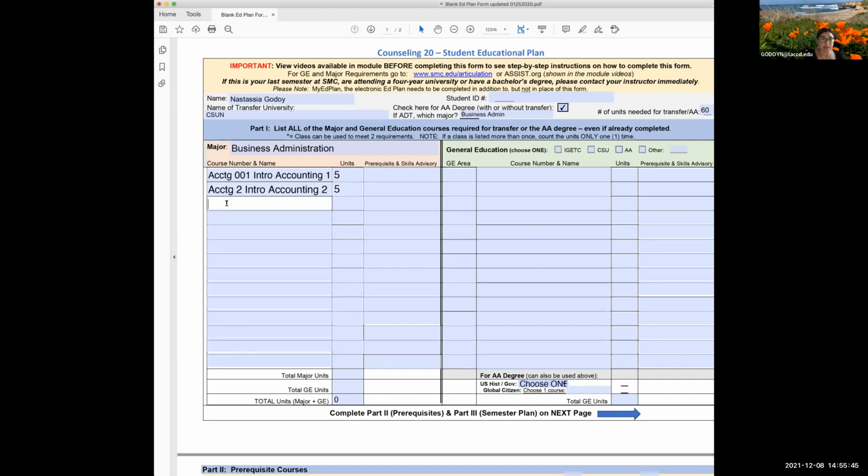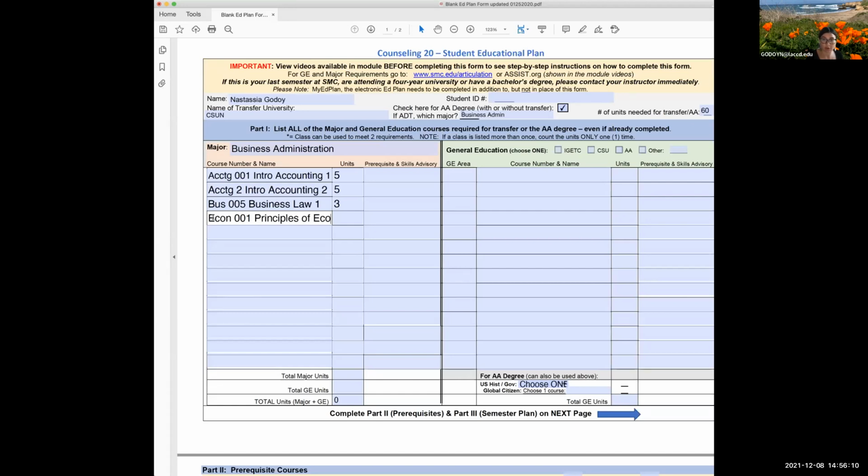I also need business 5, and that's business law 1. And that is 3 units. It's important that we're looking at the units because we're going to add up all the units towards the end. I also need Econ 1. So why are we writing all this information? Why do I need to list all this? Well, first of all, it's going to help you when you go to enroll in your courses.